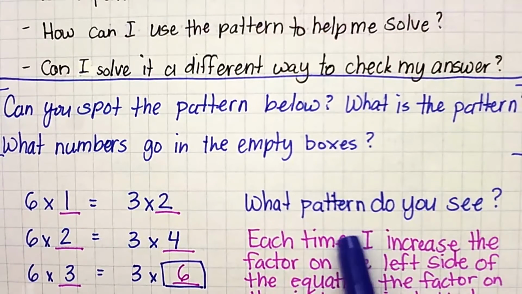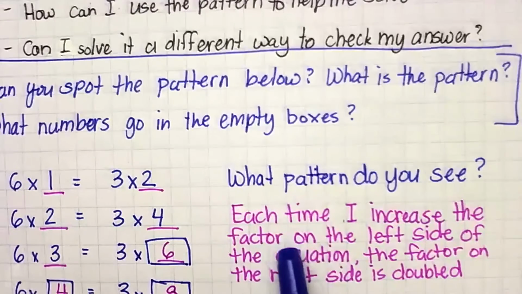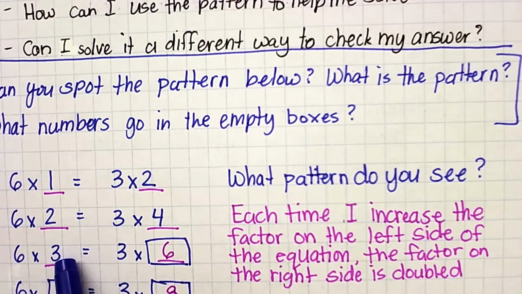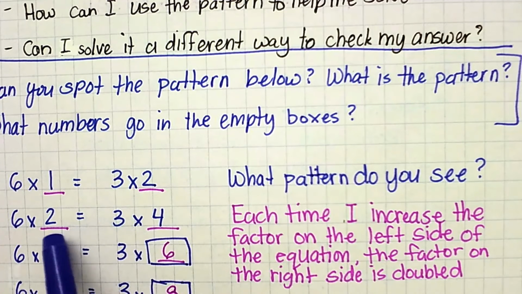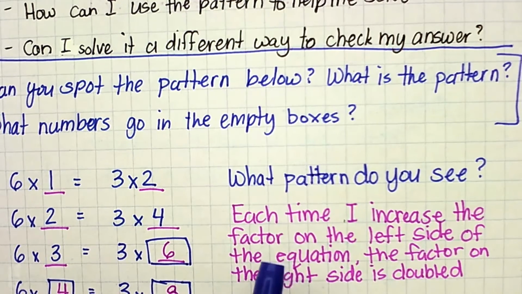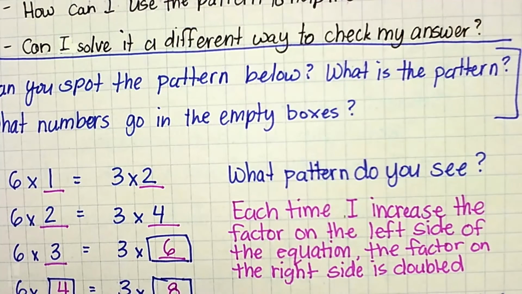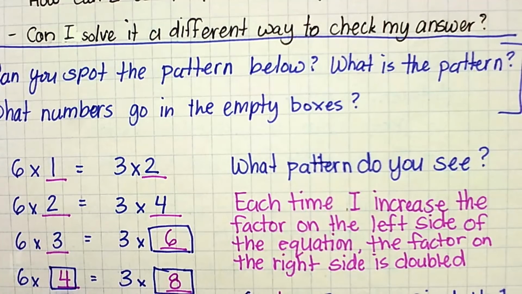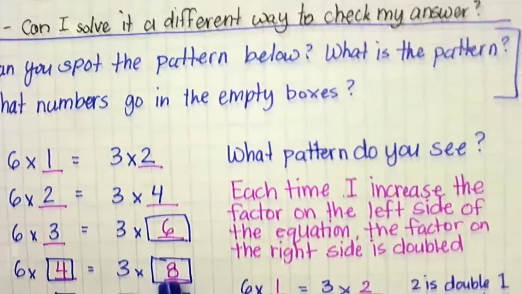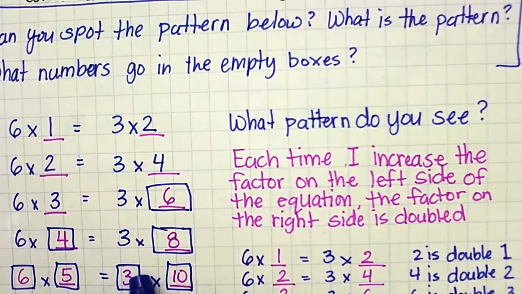So what pattern do I see? I'm noticing that each time I increase the factor on the left side of the equation by 1, the factor that's missing on the right side is doubled whatever it was on the left side. So 6 times 1, this 1 is a 2 over here. This 2 over here is a 4. This 3 becomes a 6. So anytime I increase the factor on the left side of the equation, the factor on the right side is doubled. So 6 times 4 is going to be equal to 3 times 8. 6 times 5 is going to be equal to 3 times 10.